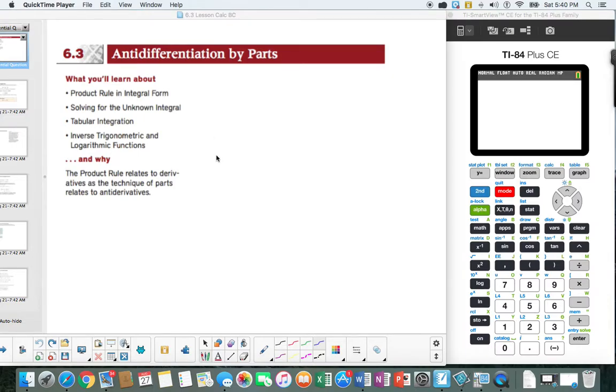This is lesson 6.3, anti-differentiation by parts. We're going to see that this formula comes from the product rule. We're going to solve for unknown integrals, tabular integration, and how to work with inverse trig and logarithmic functions.